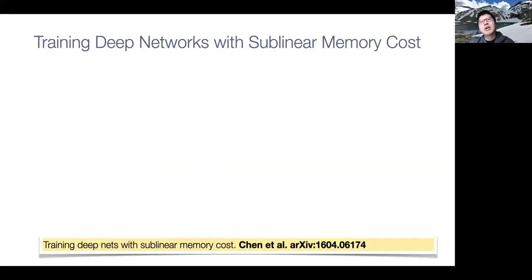This is the problem of how we can train very deep neural networks with very limited memory. As you may have heard, a common joke is that the deepest ResNet you can ever train on GPUs is always ResNet 200.